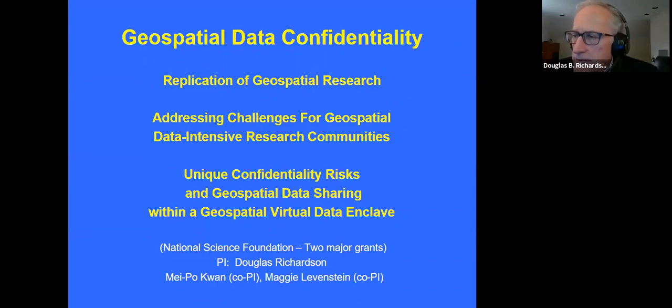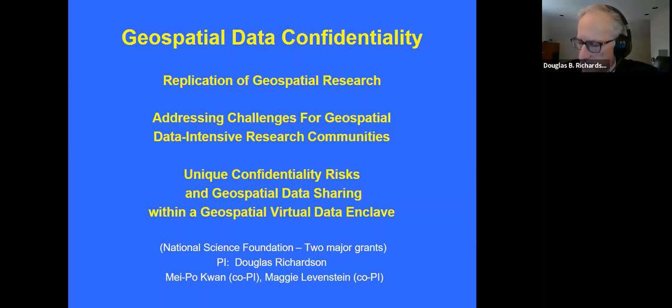So what we've done is we developed a virtual geospatial data enclave specifically for geospatial data research so that it can be shared, it can be built upon by other scientists, it can be replicated. If you can't replicate research, you don't have science. And it's a core thing that you have to do. And if you can't get the data, then you can't replicate it. So you can't continue to build on it as science should.